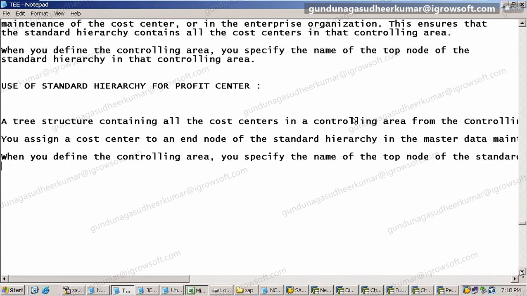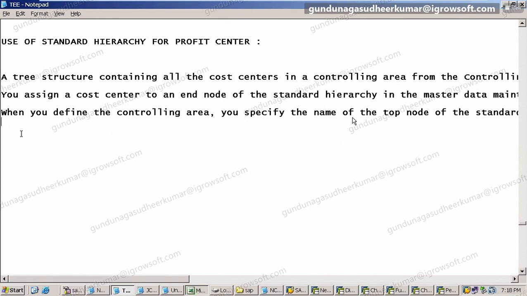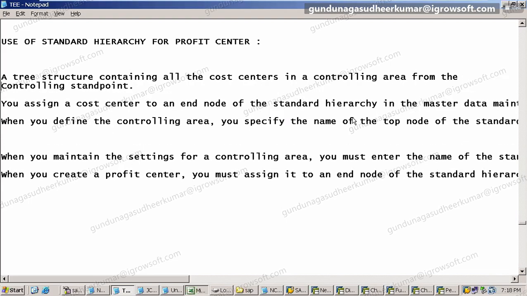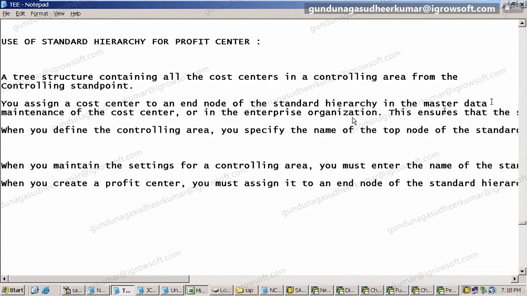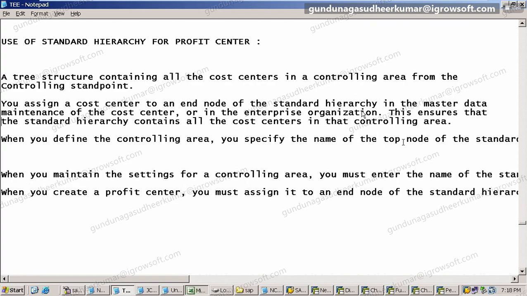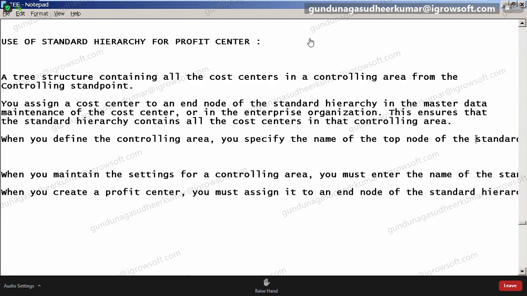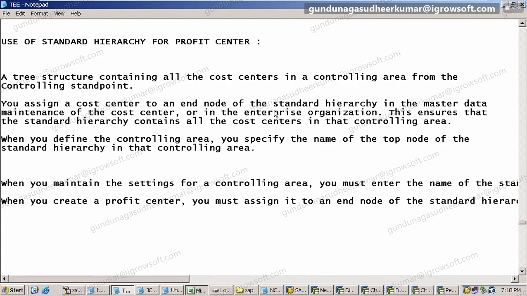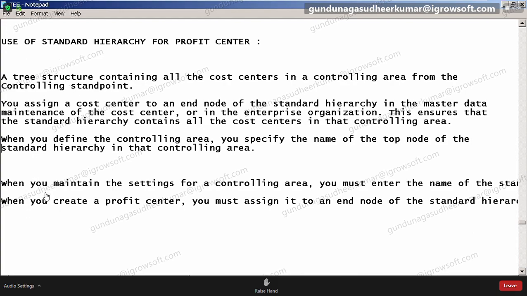So, use of standard hierarchy for a profit center. Okay, now for controlling area. So please show the cost center part. Same way, but it is applying for the same thing. Profit center is also saying the same thing.